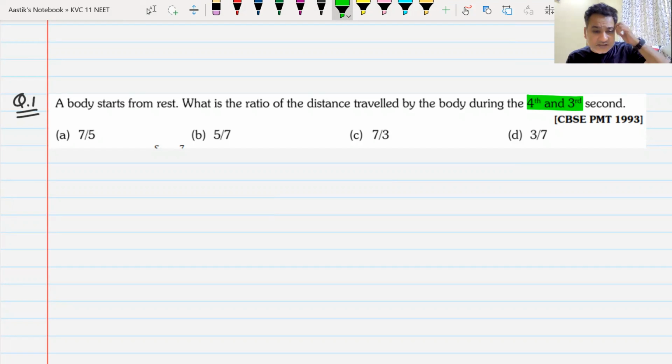So this is the question: a body starts from rest. Normally the body will start from rest, so that calculation is simple. A body starts from rest. What is the ratio of the distance traveled in the fourth and the third second? This is how this problem is framed. So let us see if you can solve this one. I'll give you 2 minutes to solve it.